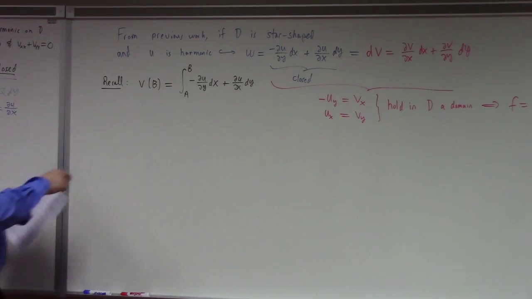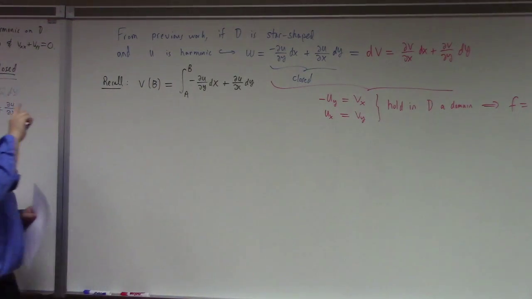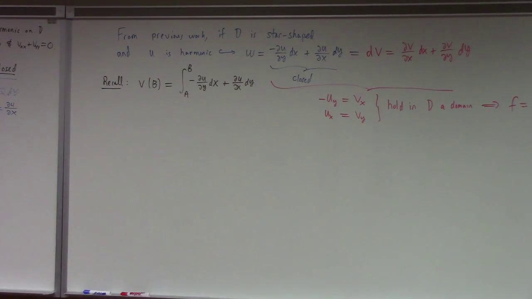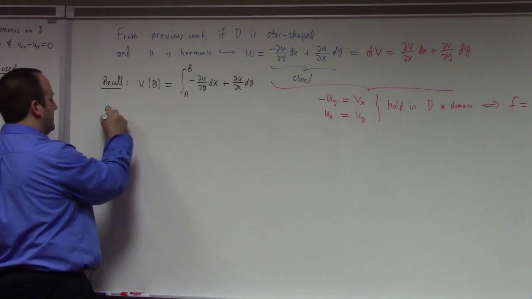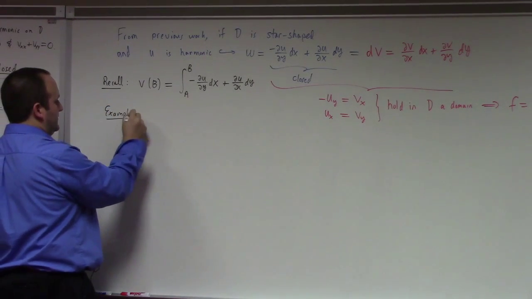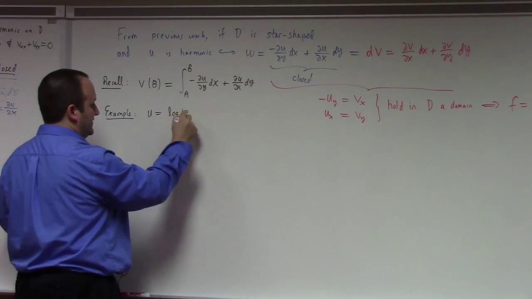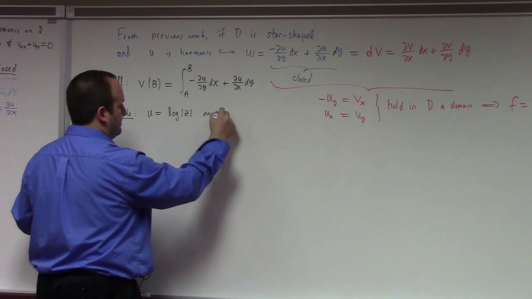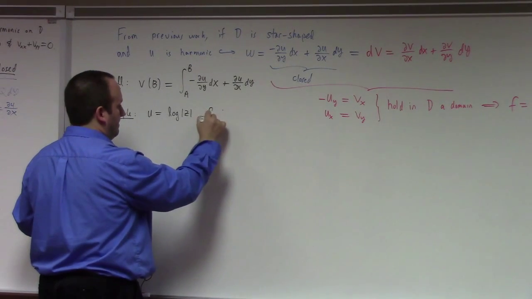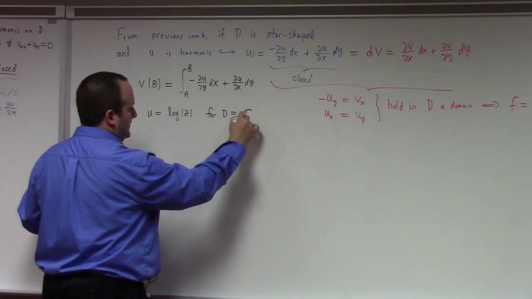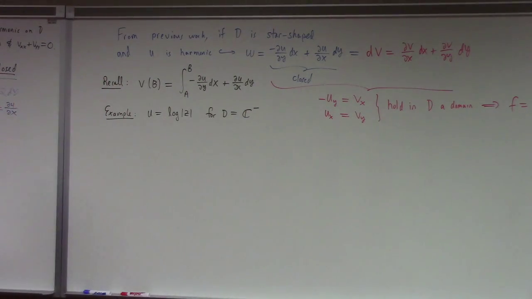So this is a template for building V, like we did in the proof that closed implies exact on a star-shaped domain. We proved that last time. Remember? Looked at the little triangle, applied Green's theorem, all that. So let's apply this to an example. Let's try it. So suppose you have u equal to the log of the modulus of z on the domain D equals C minus the negative real axis. That, as we've explained before, is star-shaped, right?